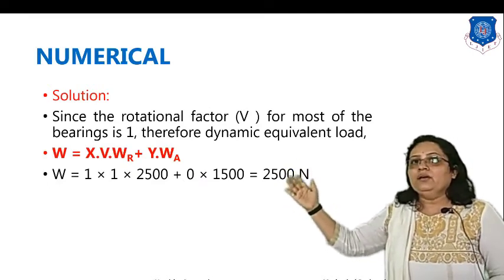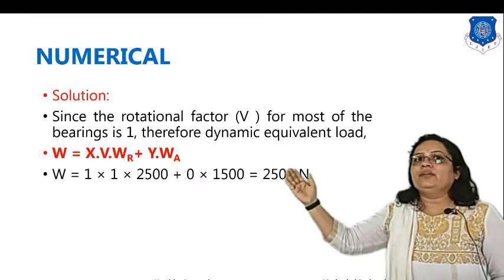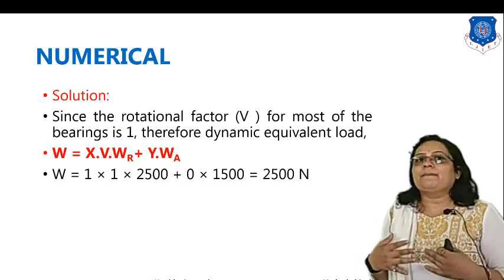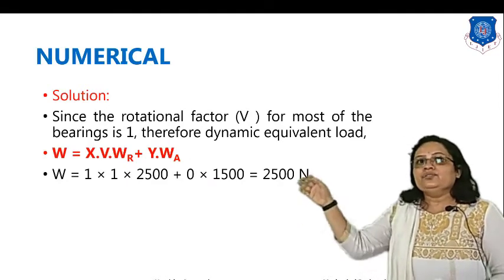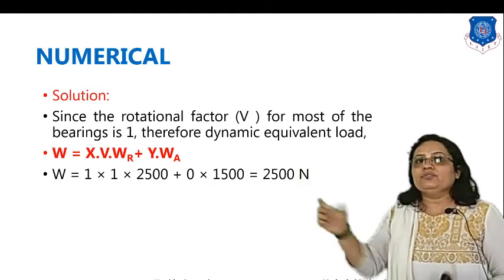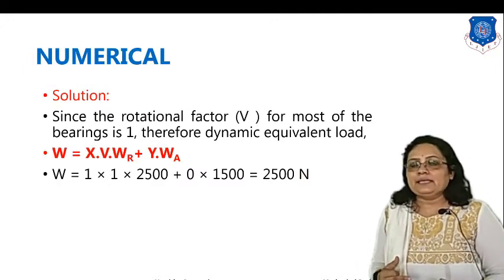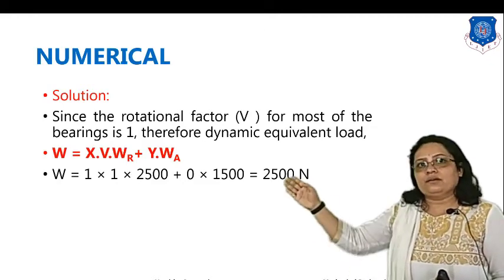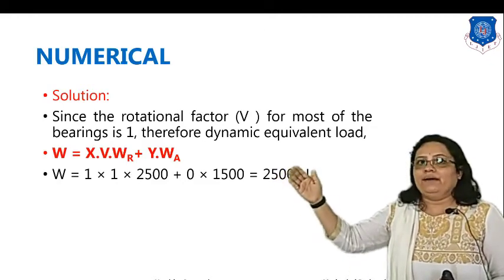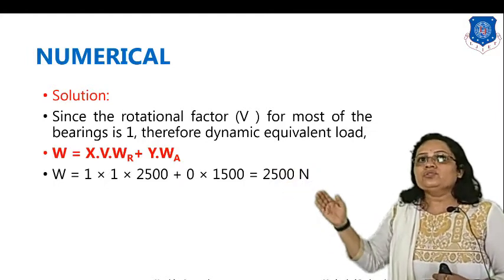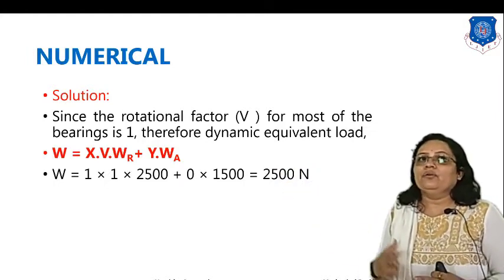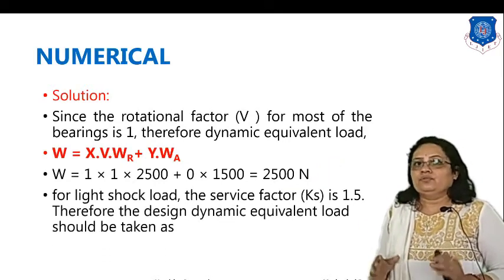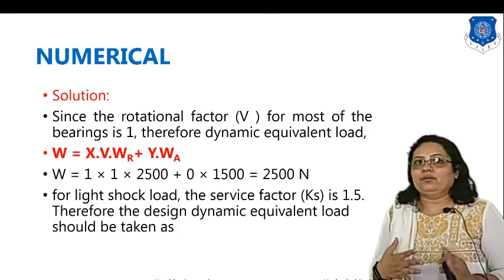X is already given. So 1 multiplied by 1 multiplied by 2500. What is 2500? 2500 is your radial load which is applied on the bearing, right? Plus 0 into 1500. What is 0? 0 is Y. Y is your axial, or you can say thrust load factor. Y is already given in the question. So we will put all values, and we will get the equivalent dynamic load equal to 2500 Newton, right? Okay. So it was the first condition, the equivalent dynamic load we have found out.